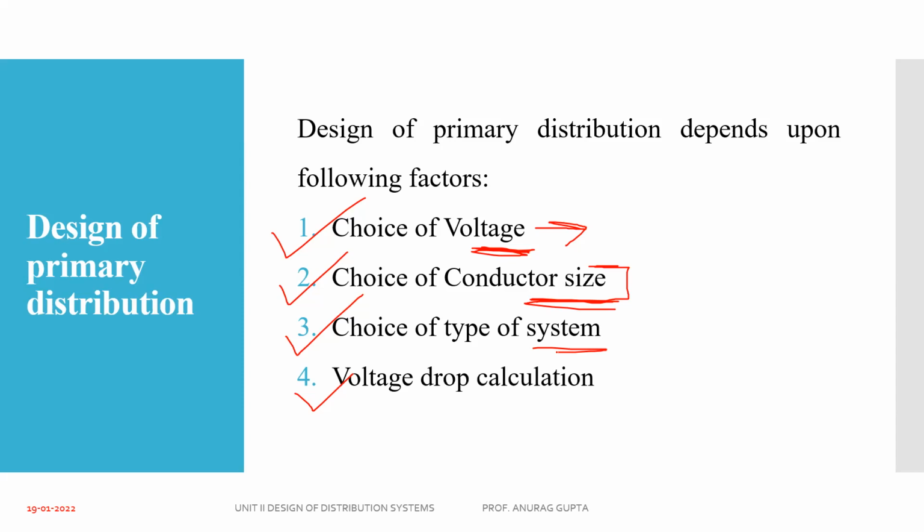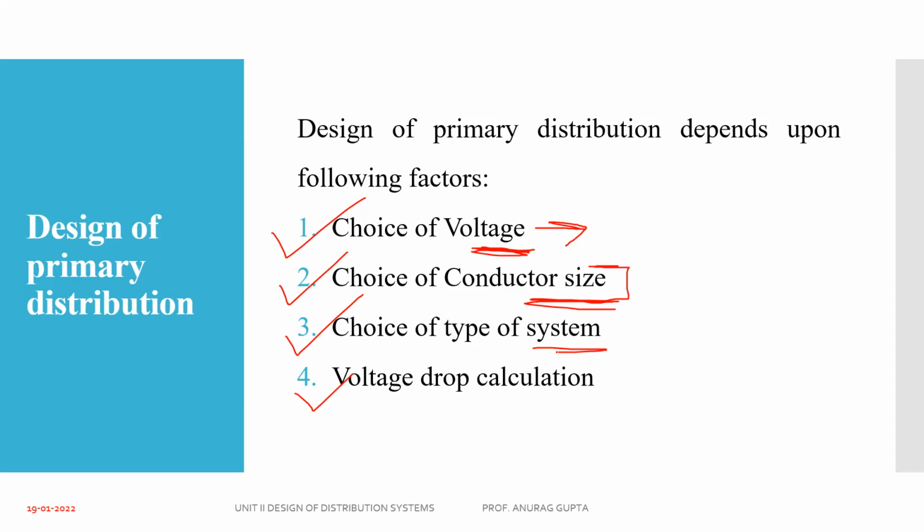Next one, voltage drop calculation. So how can you go about the voltage drop calculation? Of course, if we are talking about the radial system, then the voltage drop will be different. If we are talking about the parallel feeder, the voltage drop will be different. If we are talking about the interconnected system, the voltage drop will be different.